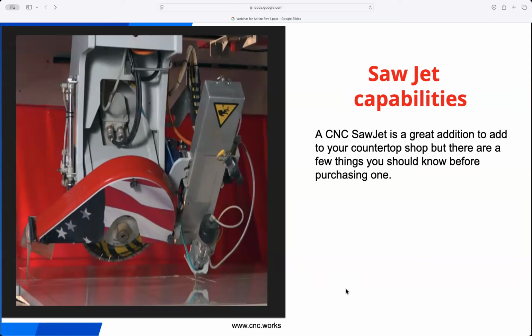And then right here's another picture. It's just a CNC saw. That's what we're talking about today, just things you should know before purchasing them. Like this one doing the water jet cuts, where the whole machine goes down and cuts that portion right there too. Okay.